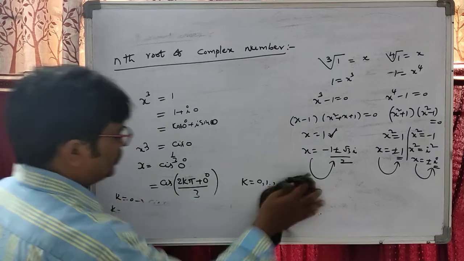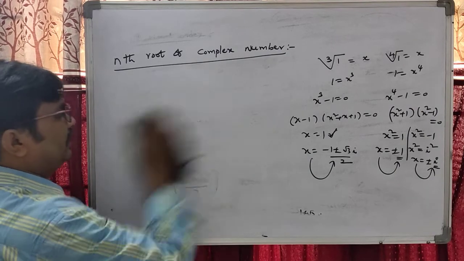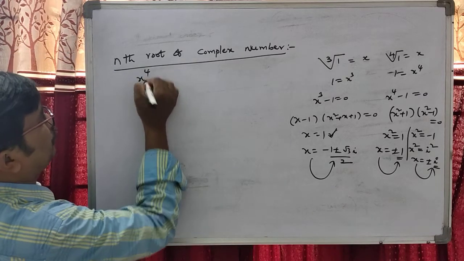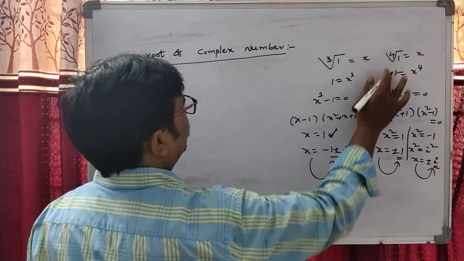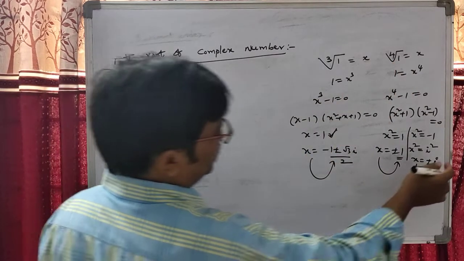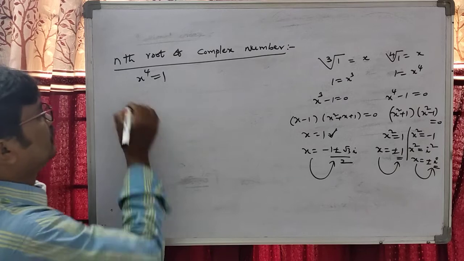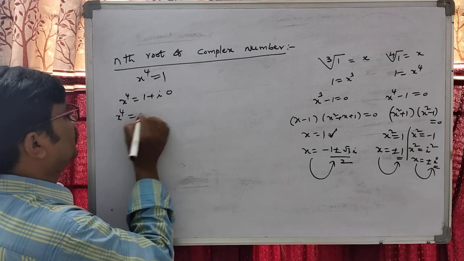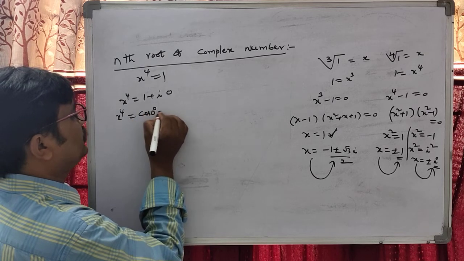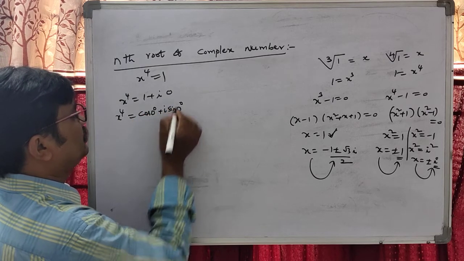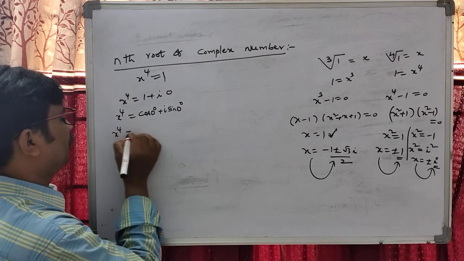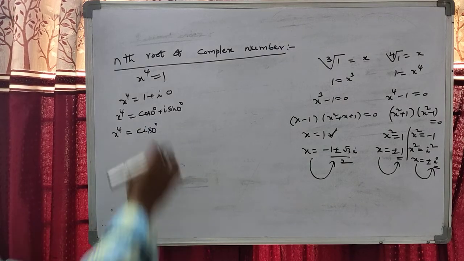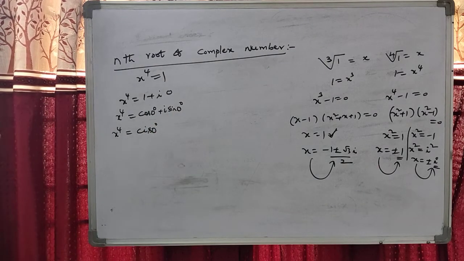The other one is x power 4 equal to 1. After that, we get plus or minus i and plus or minus 1. This is also 1 plus i into 0, that is cos 0 plus i sin 0. So x power 4 equal to 1 can be written as cis 0, cos 0 plus i sin 0.